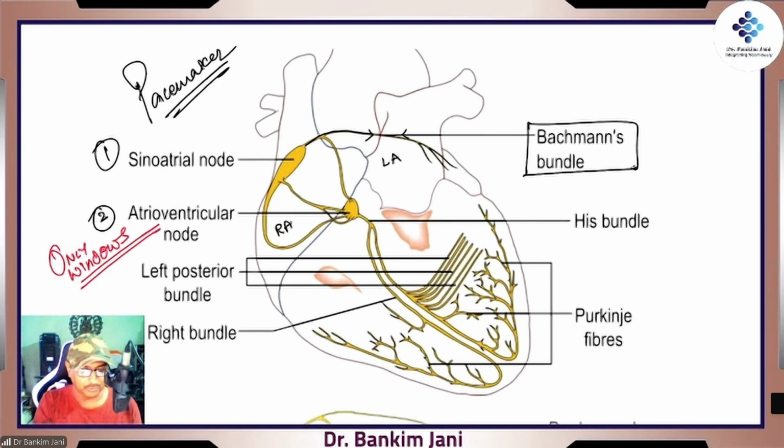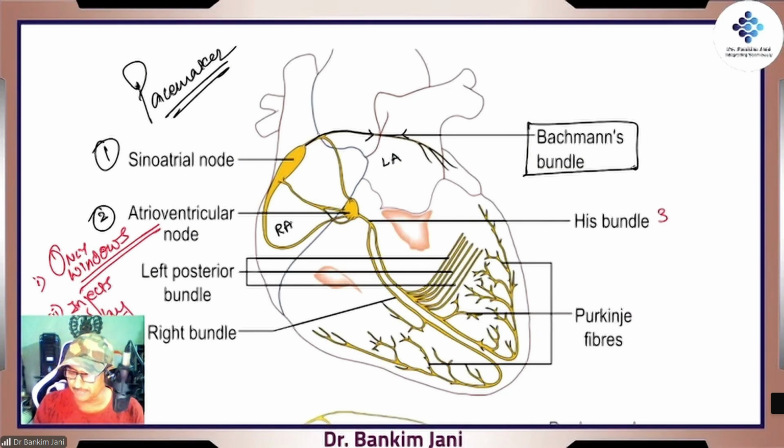So, SA node to AV node. That's why the AV node is important, because it is the only window between the upper heart and the lower heart. That is one, and the second part is that it injects delay. The delay is so that the ventricles get enough time to fill properly with blood. So that was the atrioventricular node.